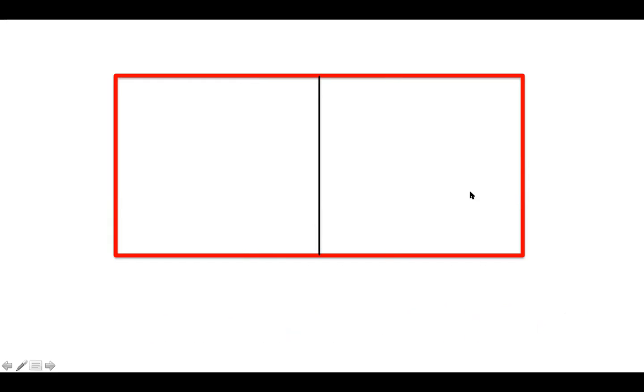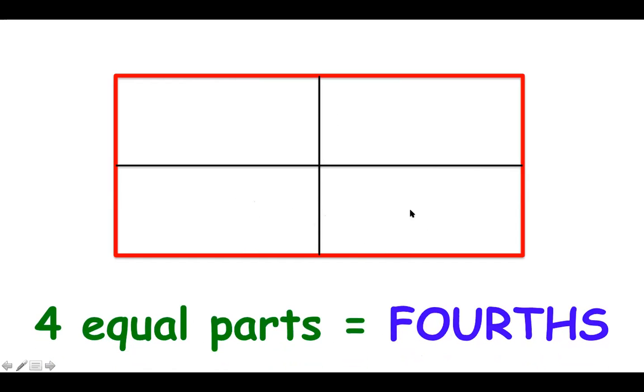In this rectangle, I'm going to make a line going up and down, and then I'm also going to make a line going side to side. Now I have four equal parts because each part, 1, 2, 3, 4, is the same size and the same shape. So they're equal parts. If a shape has four equal parts, it's called fourths. Each one of these parts is 1/4 of this whole shape.